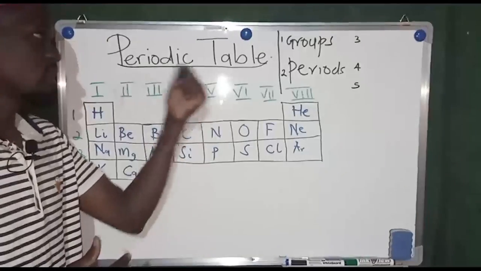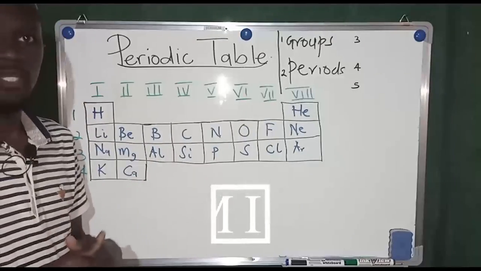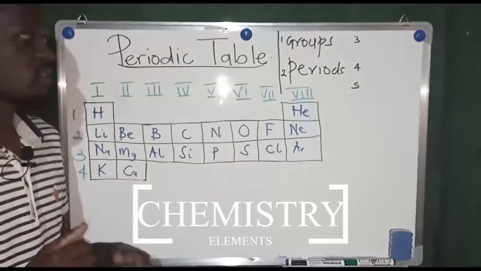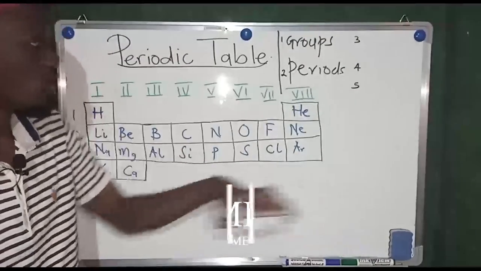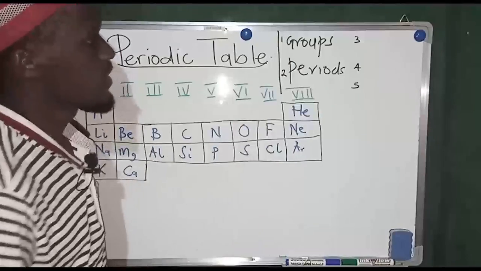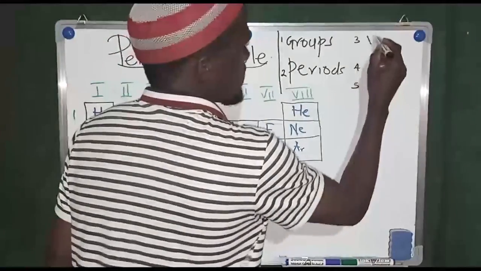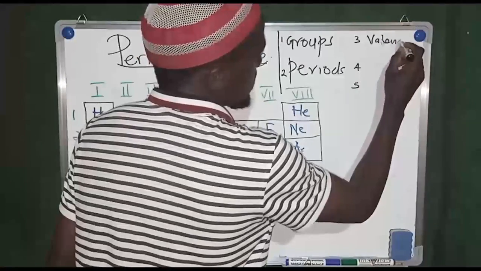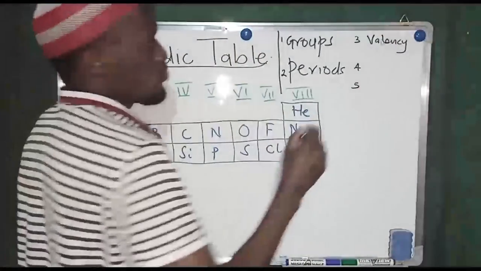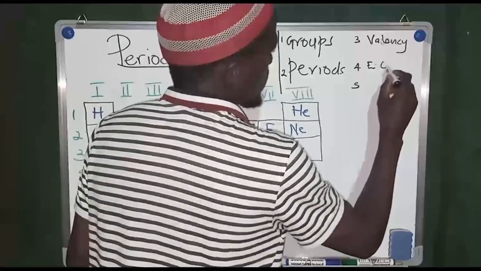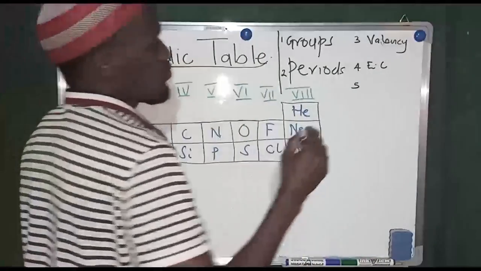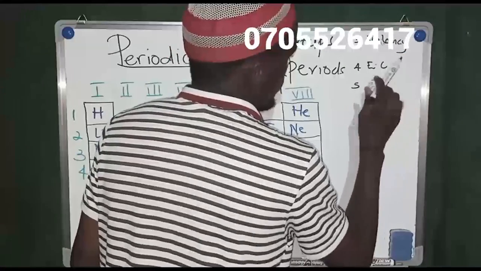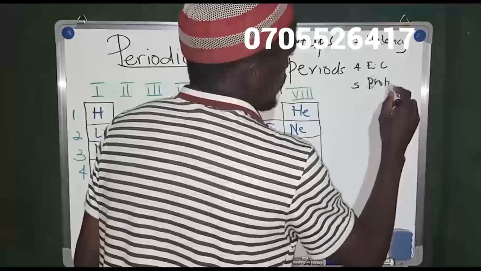We are going to see our periodic table and the first 20 elements. Today, we are going to talk about 5 things on these first 20 elements. We are going to talk about the group, period. Number 3 is going to be the valence, number 4 is going to be the electronic configuration, and number 5 is going to be the number of protons.